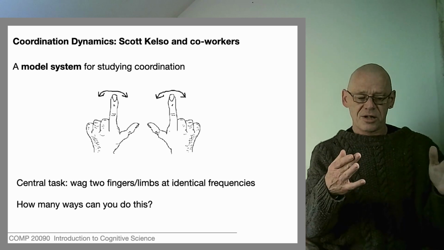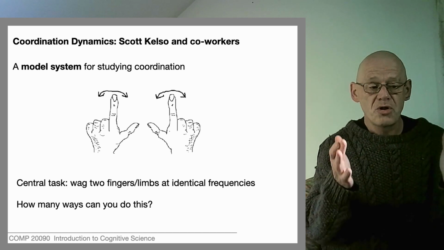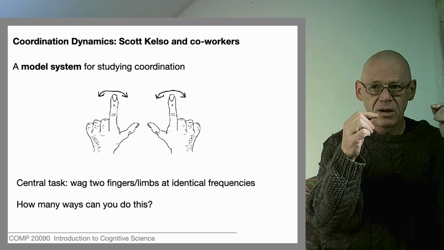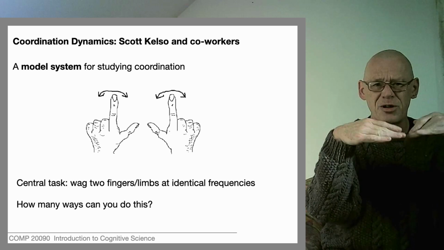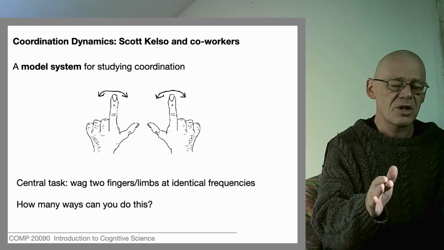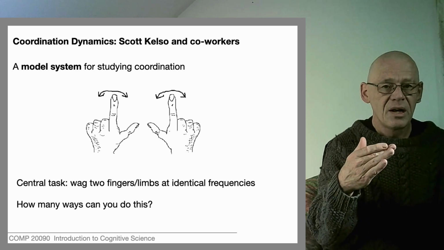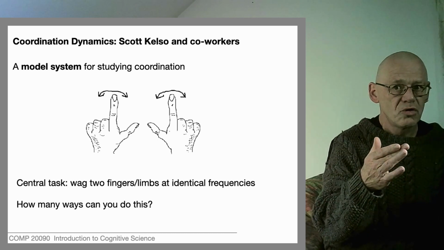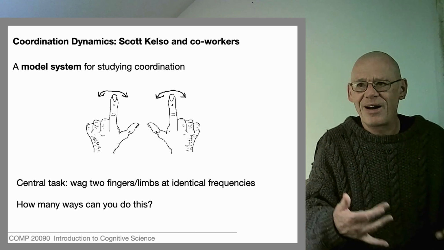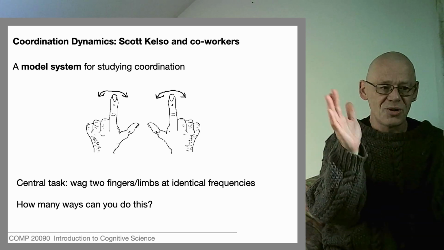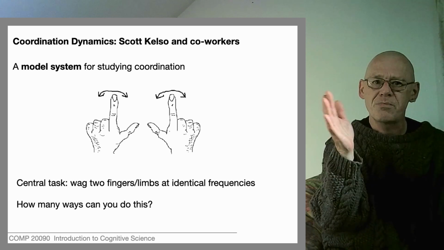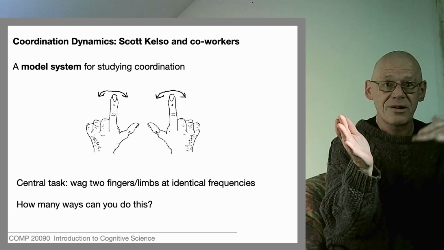So in this model system, you ask people to wiggle two fingers in synchrony at the same frequency. So my fingers are now wagging at the same frequency. I can do it with my hands just as well. That's the instructions: same frequency, waggle your two hands or fingers. Now it turns out that there's two ways of doing this, and only two ways of doing this. And you probably wouldn't have guessed that if I hadn't told you, but if you sat down on a bar stool and you started trying to waggle your hands at identical frequencies, you'd find this pattern really easy to do, and you'd find this pattern really easy to do.